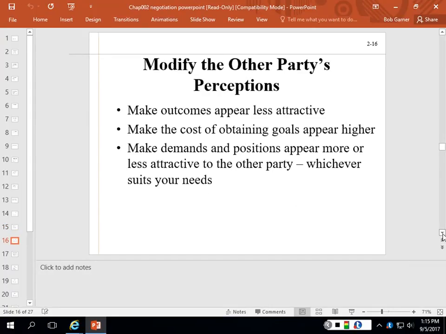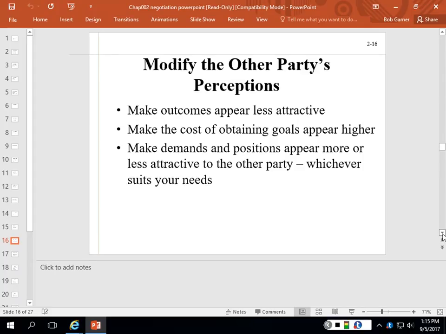All right, more on this. Make outcomes appear less attractive. Try to show why, if you buy that other condo instead of yours, it's not such a good deal as you think. Make the cost of obtaining goals appear higher, and then make demands and positions appear more or less attractive to the other party, whichever suits your needs.